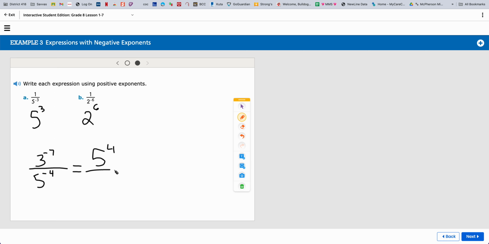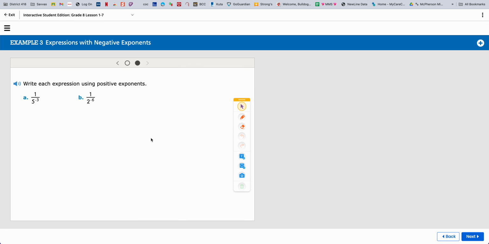5 to the 4th over 3 to the negative 7th. That's all it does. It flips them over. How does this make sense? Well, we just learned the rule. The rule tells us what to do. If the negative exponent's on top, it moves to the bottom, and if the negative exponent's on bottom, it moves to the top. That's the rule.